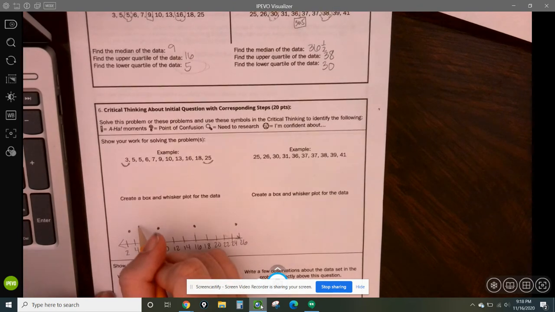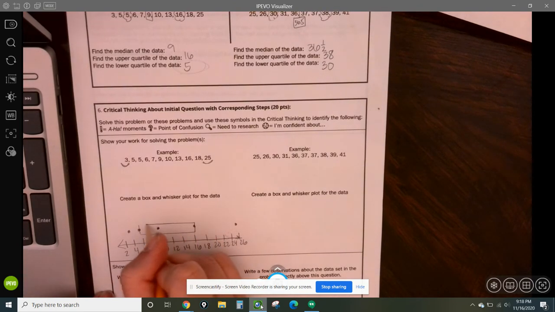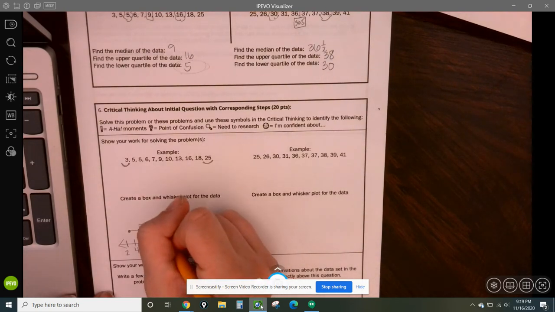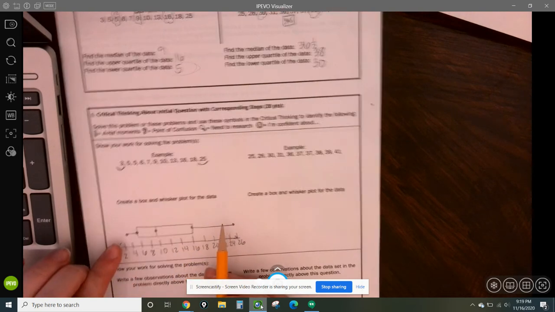Now I'm going to draw a box around these inside 3 dots, like this. I'm going to make whiskers to connect those outside 2 dots, and then I put a line through my median. So that's how you make your box and whisker plot. You have a 5-number summary, you have this box, line through your median, you got some whiskers.